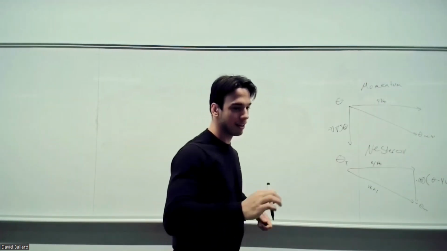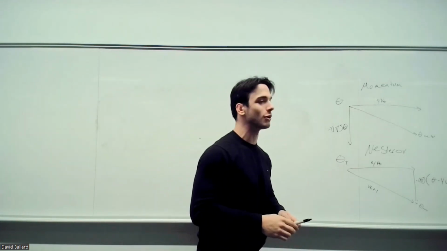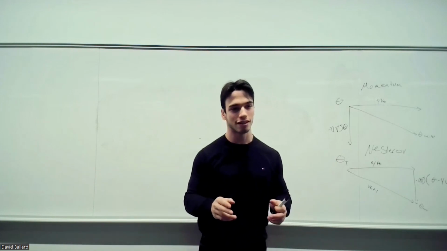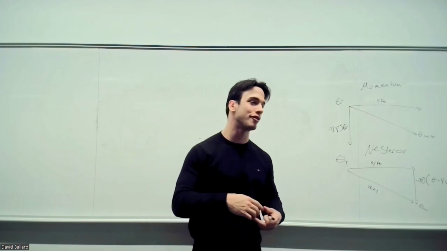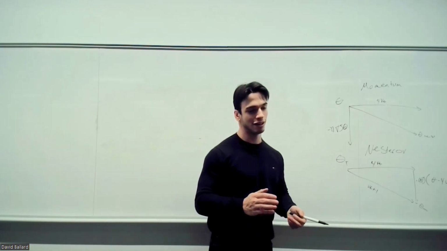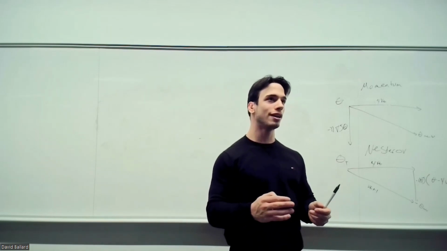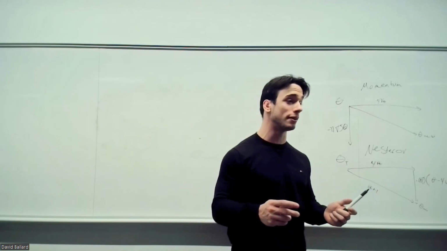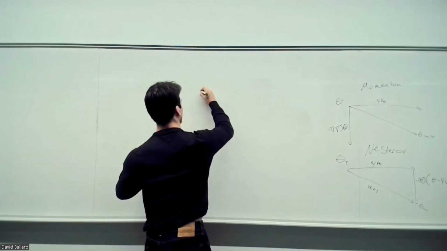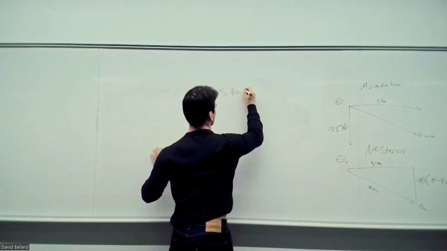So RMSProp. As I mentioned before, our step size is our learning rate. If it's fixed and too big, we'll overshoot. If it's too small, we'll never get there. So how do we write an algorithm that has an adaptive learning rate? That comes into RMSProp, root mean squared propagation.